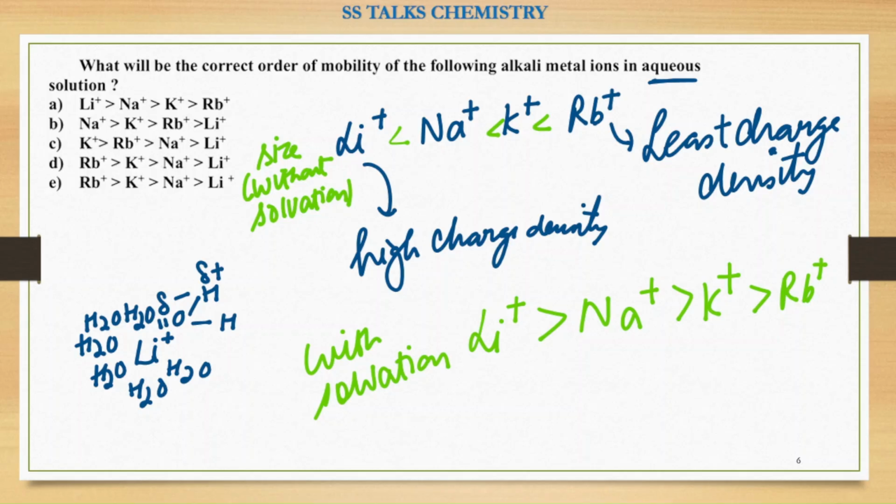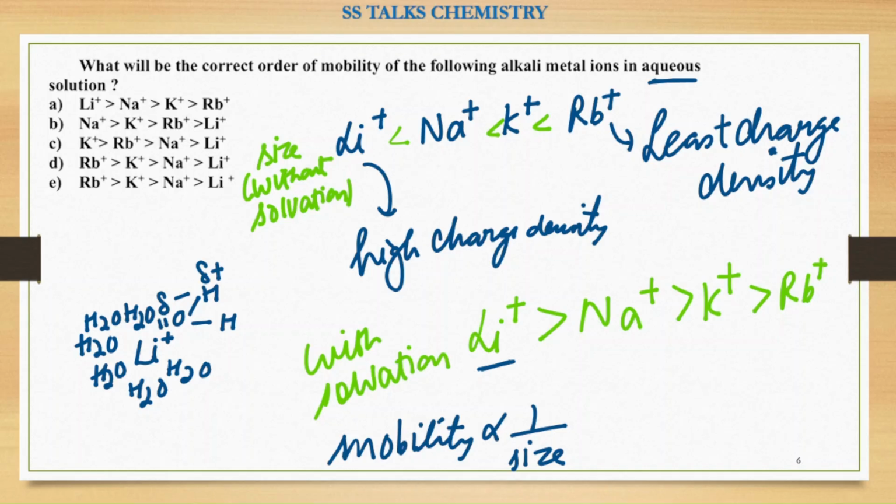Now, mobility. Mobility means the speed with which it is moving. It is dependent upon the size of these ions. The more the size, the lesser its mobility. Mobility is inversely proportional to the size. So here you see lithium positive in the hydrated medium has the highest size, right? Because of its high charge density.